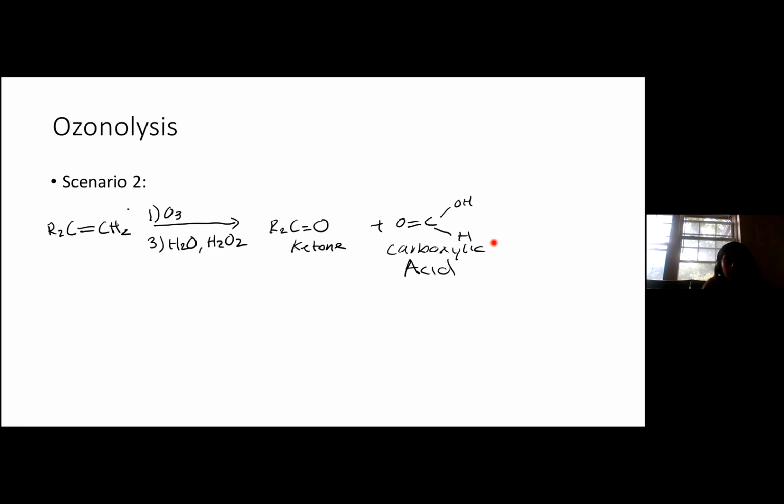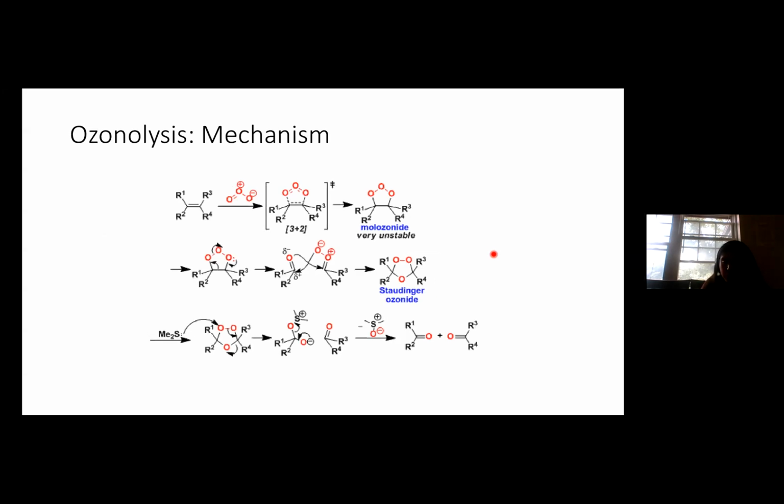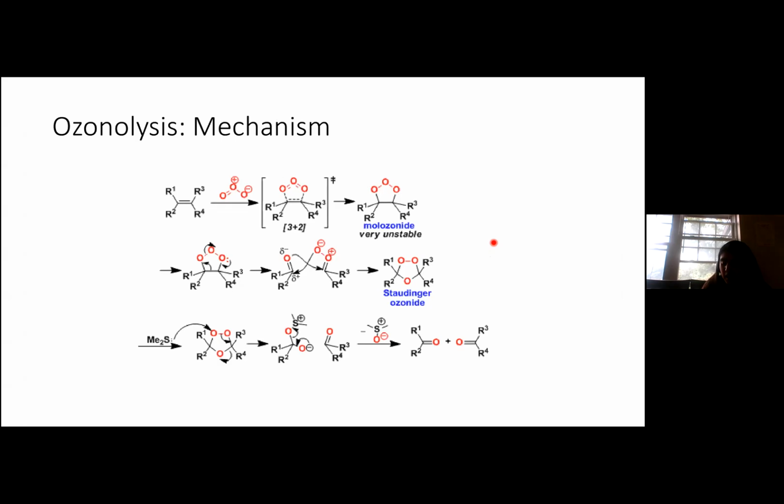Okay, so for this one, you don't really have to know the mechanism, but I thought I would include it just so you can see that it's very complicated. You don't have to know this for 3570, but you do have to know it for 3580. We're not going to focus on it this summer because, as you can see, it's very complicated. But it's here if you want to look at it, though I wouldn't worry too much about it for now.